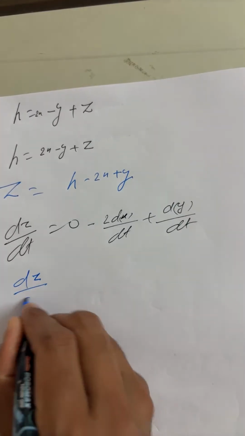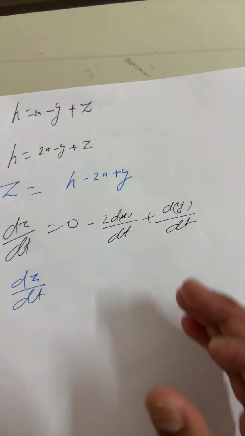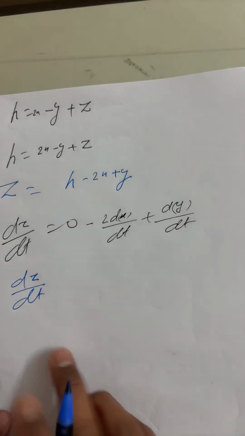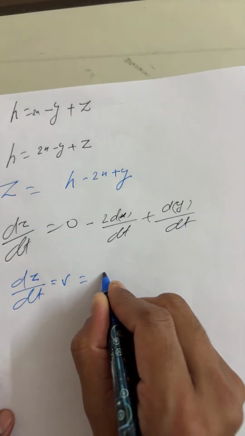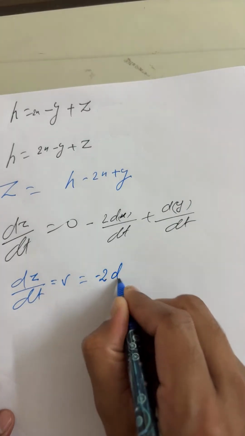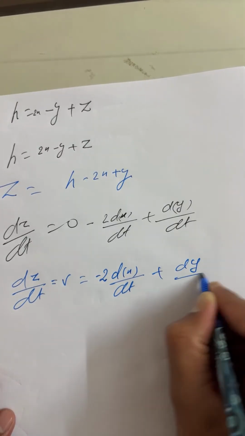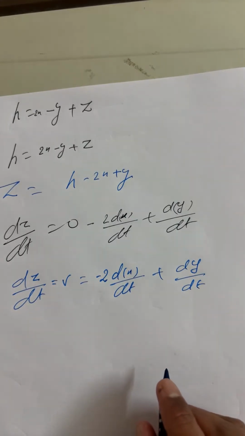So dz by dt, nothing else, is the speed of the particle. Which speed do we use here? The speed of the shadow of the left side candle, moving along the left. So the speed of the shadow is v only. I can say this is minus twice into dx by dt plus dy by dt. A little manipulation here.